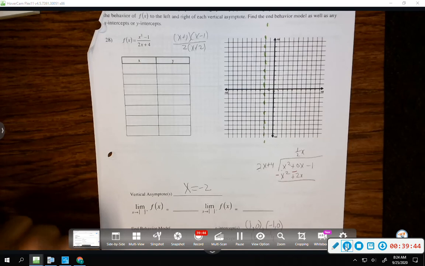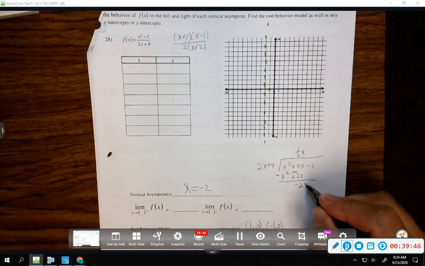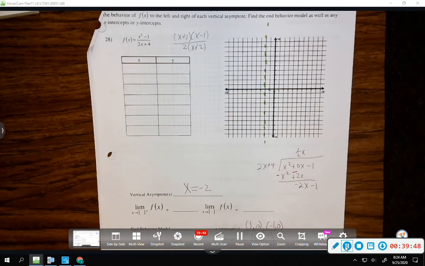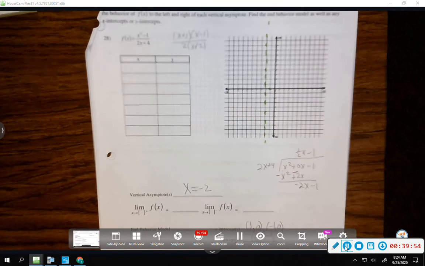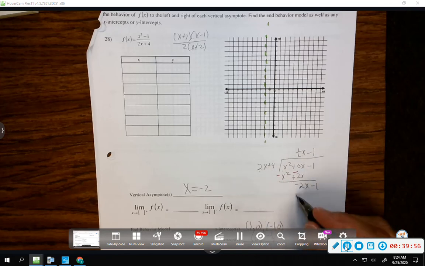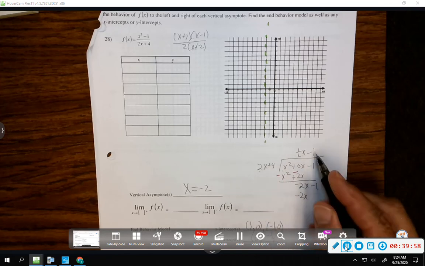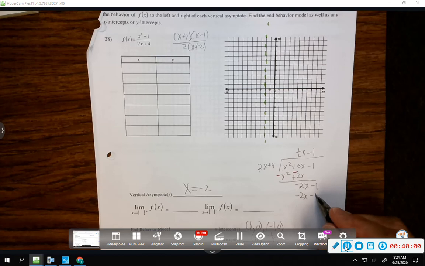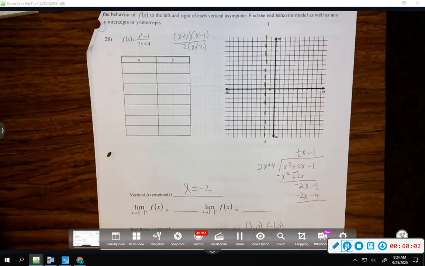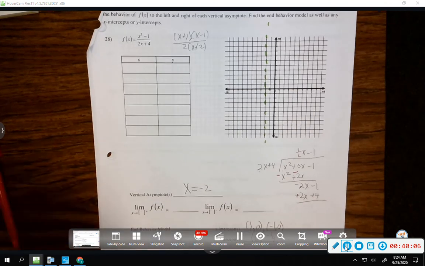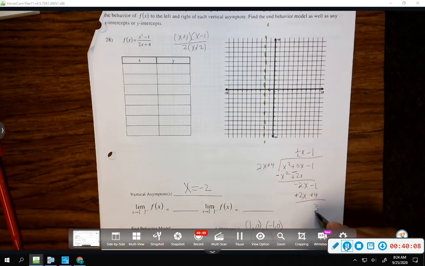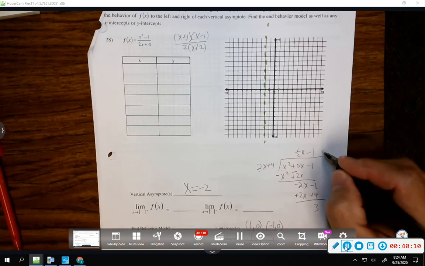-2x minus 1. What do we multiply 2x by to get a negative 2x? A negative 1. Negative 1 times 2x is a negative 2x. Negative 1 times 4 is a negative 4. Change the signs and add. Negative 1 plus 4 is 3. I'm going to add 3 over that common denominator.